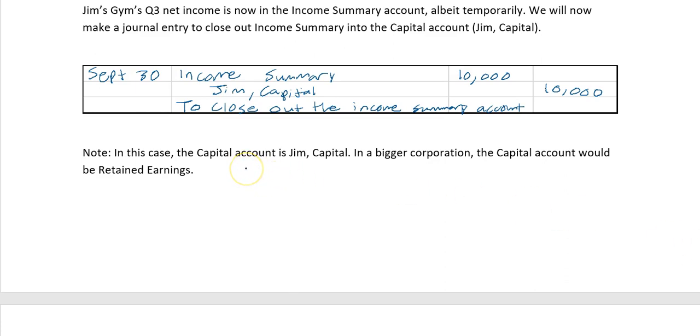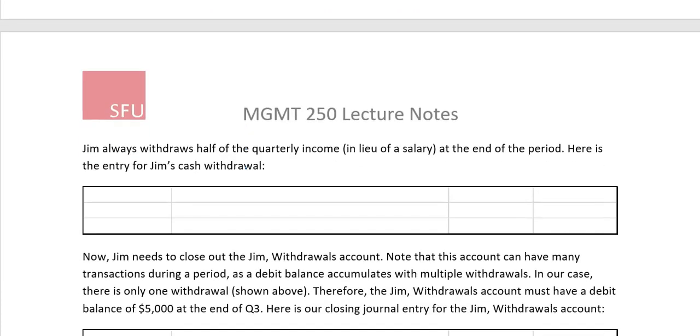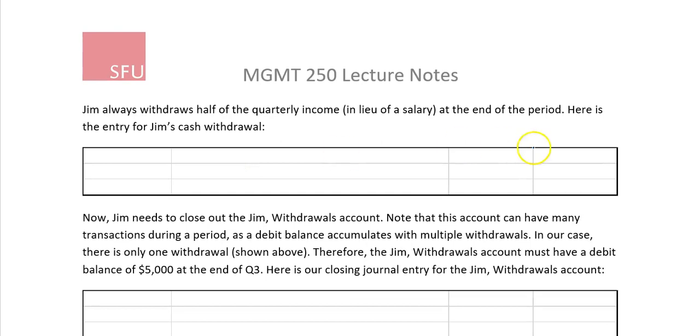Looking at the note here, in this case, the capital account is Jim, capital. In a bigger corporation, as we talked about, the capital account would be retained earnings. So after the net income has been earned and moved to capital, we will have one more transaction, and this will be Jim withdrawing some money for his own use. He will withdraw half of the quarterly income in lieu of a salary. And we're going to make an entry to record this cash withdrawal.